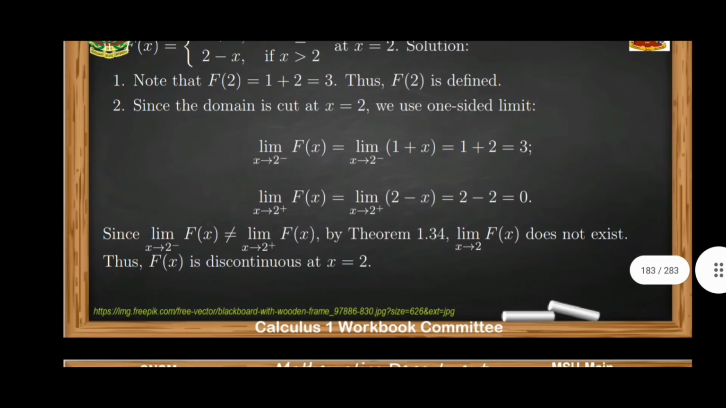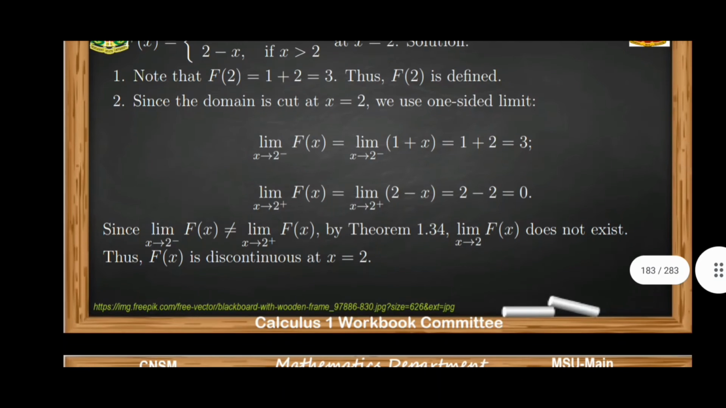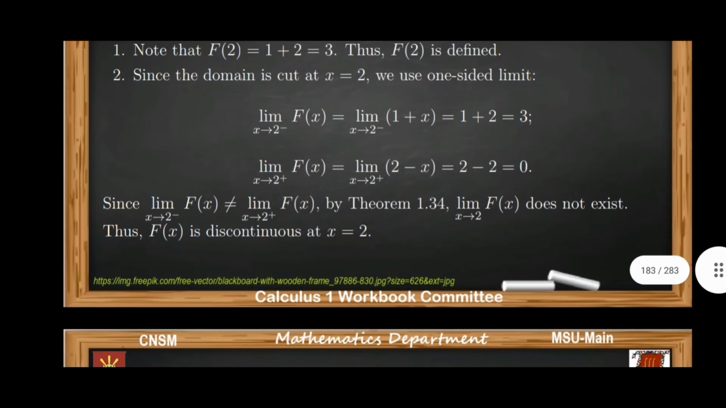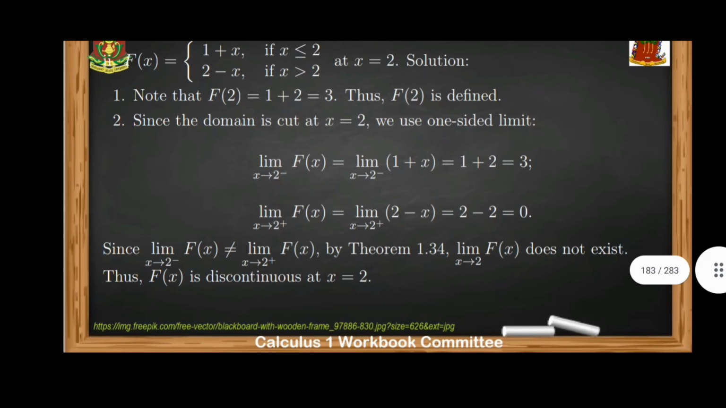Since limit of f of x as x approaches 2 to the left is not equal to limit of function of x as x approaches 2 to the right, by theorem 1.34, limit of f of x as x approaches 2 does not exist. Thus, f of x is discontinuous at x equals 2.